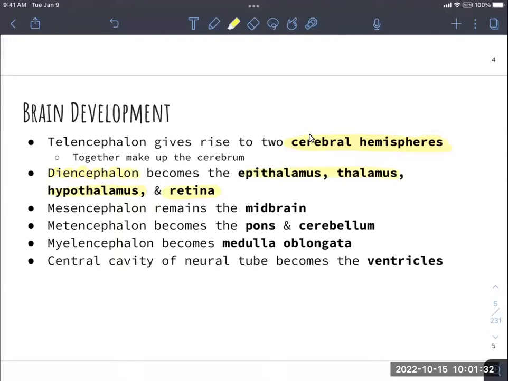The mesencephalon, as we said before, the midbrain doesn't change. Well, that mesencephalon stays as the midbrain. The metencephalon becomes that pons and cerebellum. The myelencephalon becomes that medulla oblongata. And then we have ventricles throughout our brain as well. We'll go into what every part of this does.